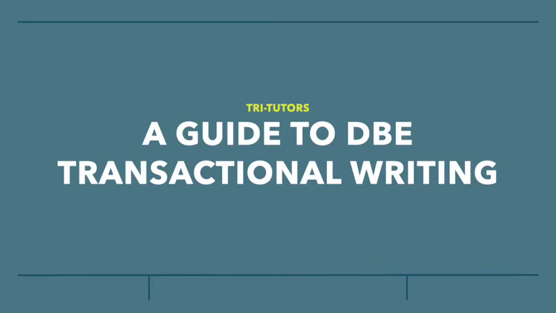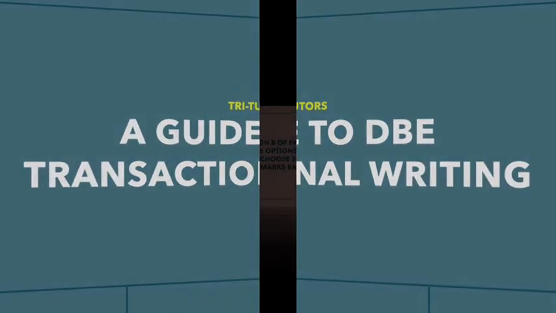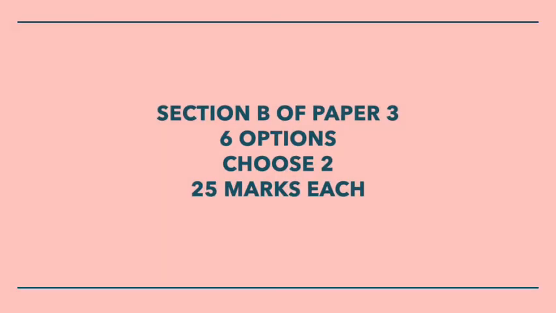In today's video we're going to go through a guide to transactional writing for DBE students. So this is if you're writing the Department of Basic Education NSC examination. As you know, transactional writing comes into paper 3. It is tested as section B, so section A is your creative essay, section B is transactional writing.